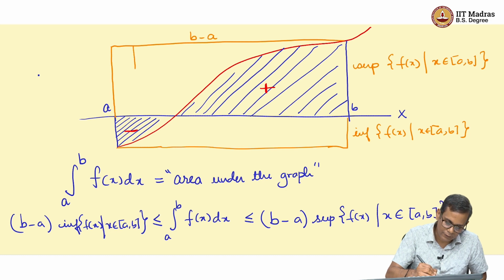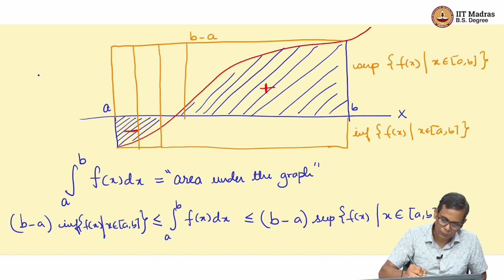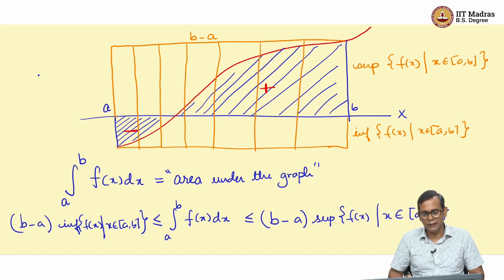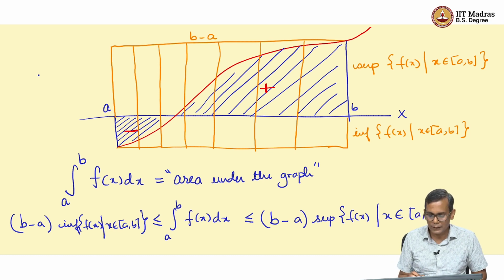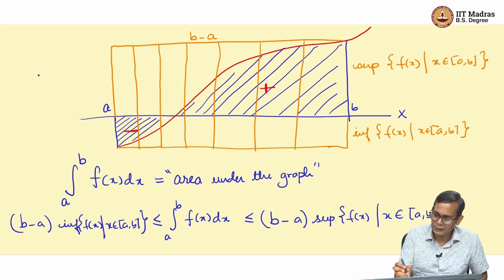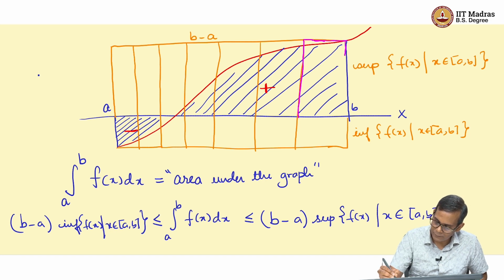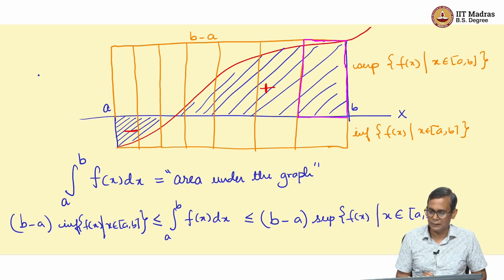So what I'll do is, instead of just looking at one rectangle, I'll break it up into several rectangles. They don't even have to be all of the same width. And now let's see if I can somehow refine my lower bound and my upper bound. So for my upper bound, on each part of this interval, I will just take an upper bound. So here I will take this rectangle. Certainly the area of this rectangle is greater than or equal to the area under the curve.